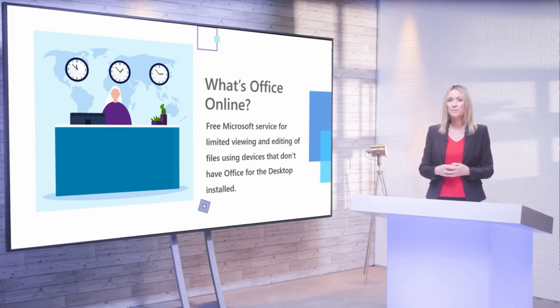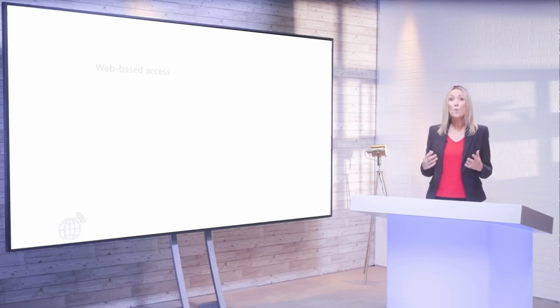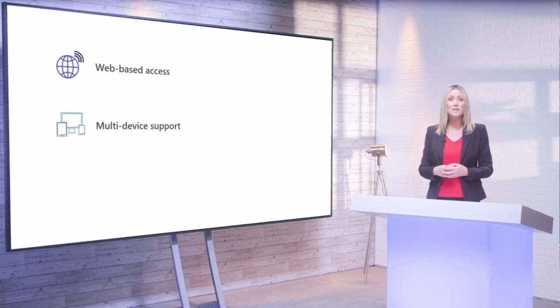As you've seen already, Microsoft 365 is a subscription-based service that combines Office Online and Office for the desktop. Once you're subscribed, not only do you get access to Office Online, but you can also download Office for the desktop. Microsoft 365 also includes the functionality that the desktop version of Office delivers while maintaining web-based access, multi-device support, and enhanced collaboration tools that make it an attractive solution.